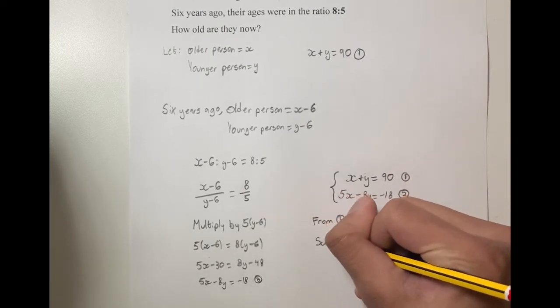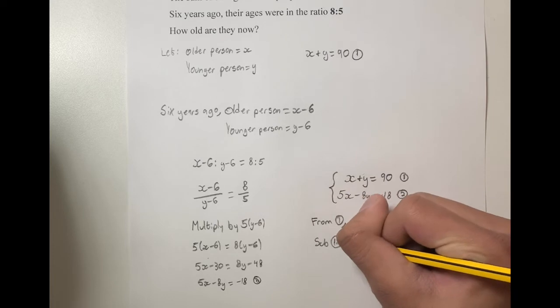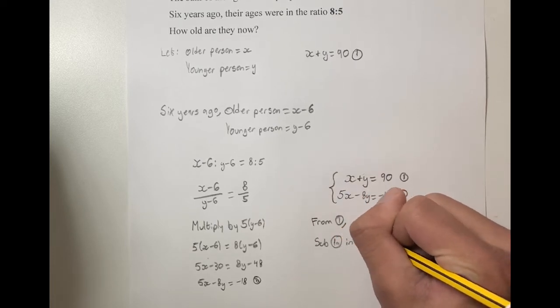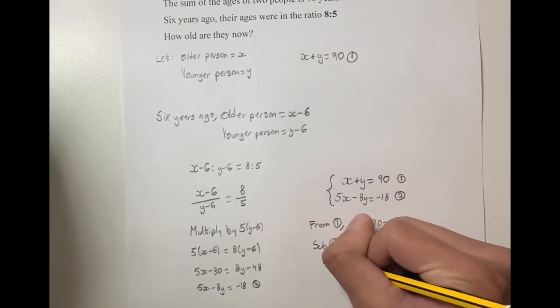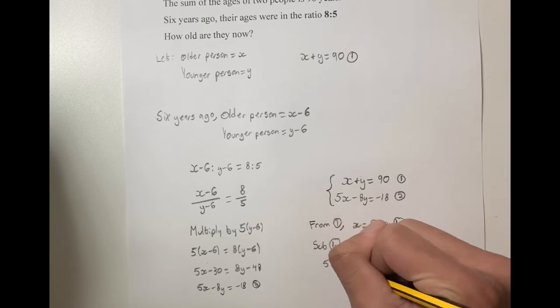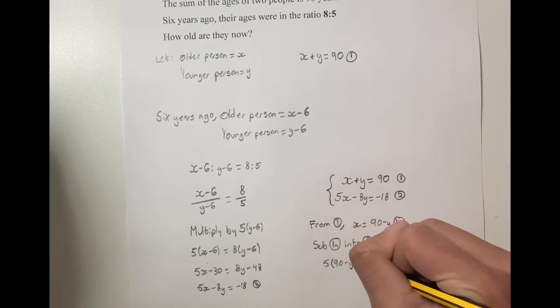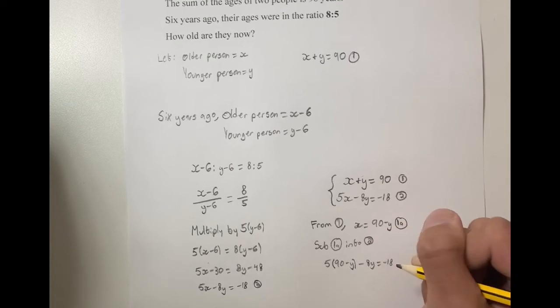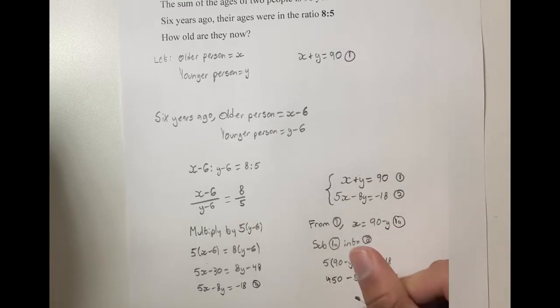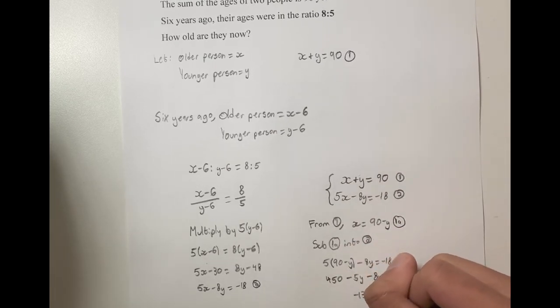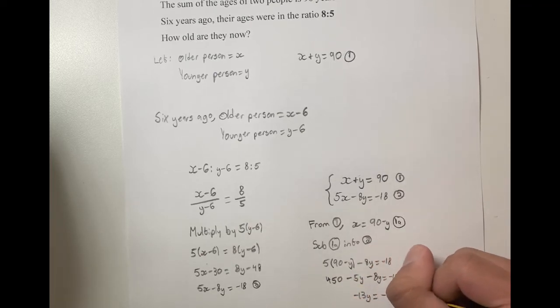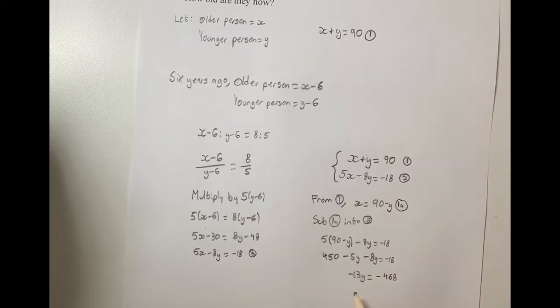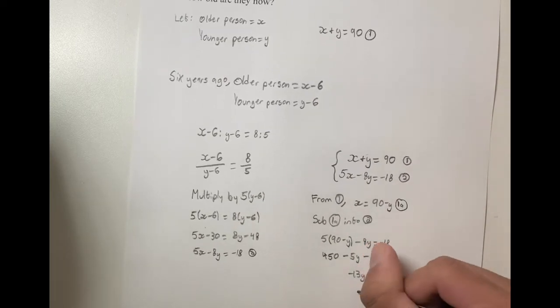We can sub 1a into equation 2, and this gives us 5 times 90 minus y minus 8y equals minus 18. Now we can expand and solve for y. Moving the 450 over to the right-hand side, we get negative 468. Now we can divide both sides of this equation by negative 13 to give y equals 36.